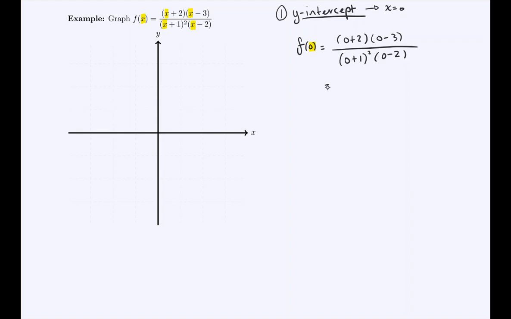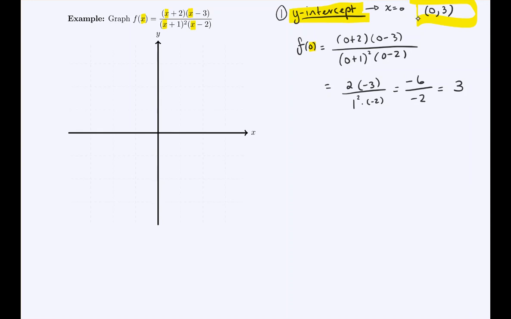Okay. 0 plus 2 is 2. 0 minus 3 is negative 3. 0 plus 1 is 1, when squared is 1. 0 minus 2 is negative 2. Watch your signs here. So this would be negative 6 divided by 1 squared is 1 times negative 2 is negative 2. Negative 6 divided by negative 2, negative divided by negative is positive, so that would be 3. So we've got the y-intercept at (0, 3). That's one of our first key points.